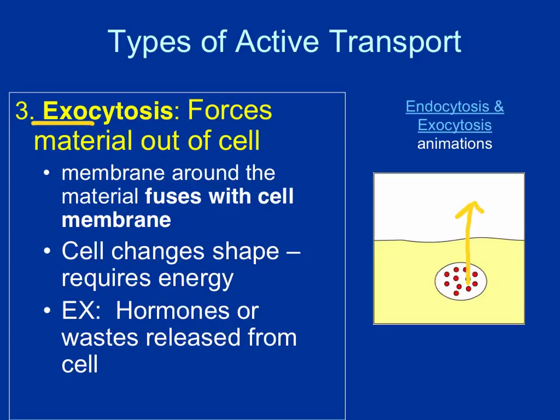This, again, since it's active transport, it requires energy, and probably the best example of this is that certain cells in your endocrine system actually secrete materials out into the blood, and therefore they're getting rid of a product into the bloodstream, and they're forcing material out of the cell into the blood. That's just an example of exocytosis. So again, endo means into, exo means out of.